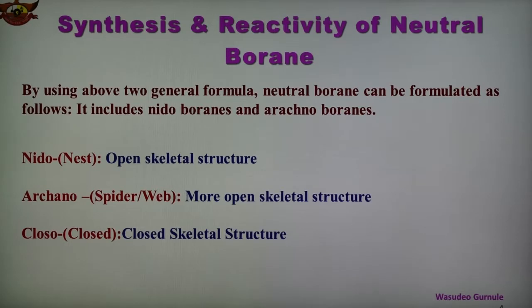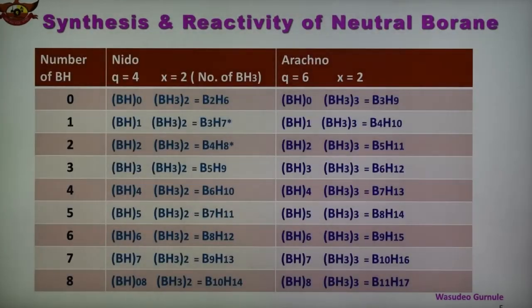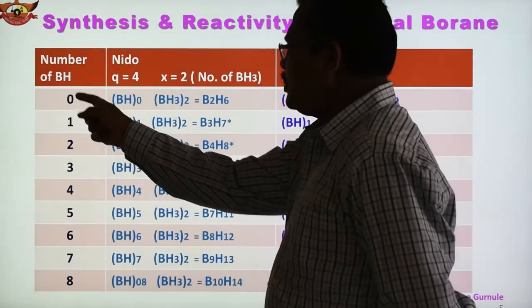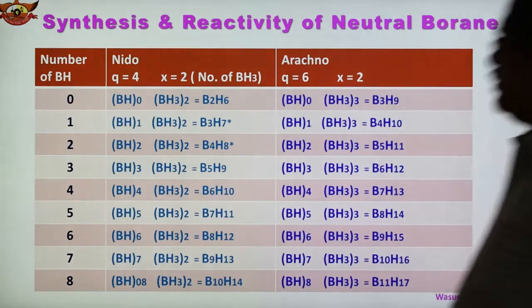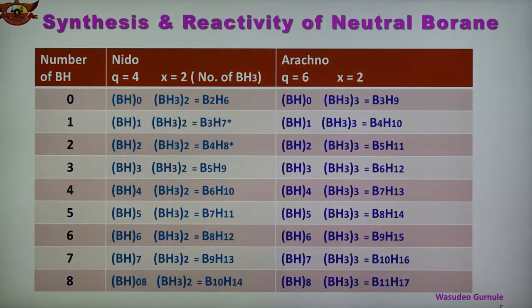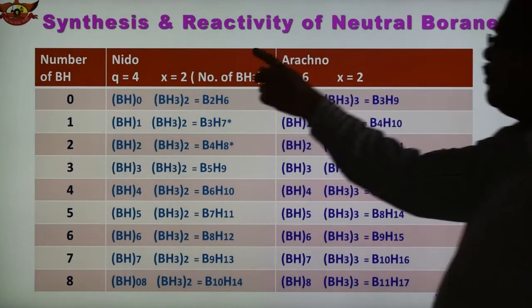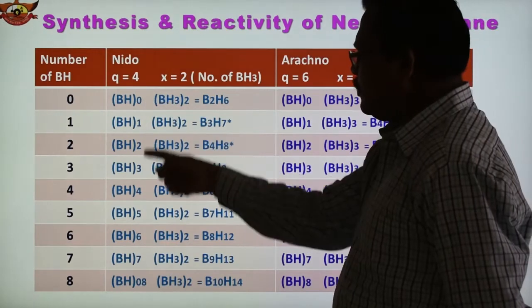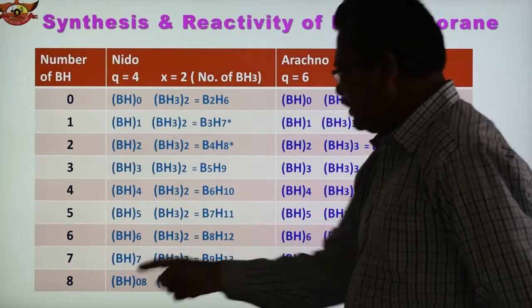So there are three types of borane: first nidoborane, second arachnoborane, and the third one clozoboranes. In the next slide, how Nido and Arachno are related is shown in this table. In the synthesis and reactivity of neutral borane, Nido borane is shown here, and second is the Arachnoborane. In the first case the number of BH units is 0, 1, 2, 3, up to 8.